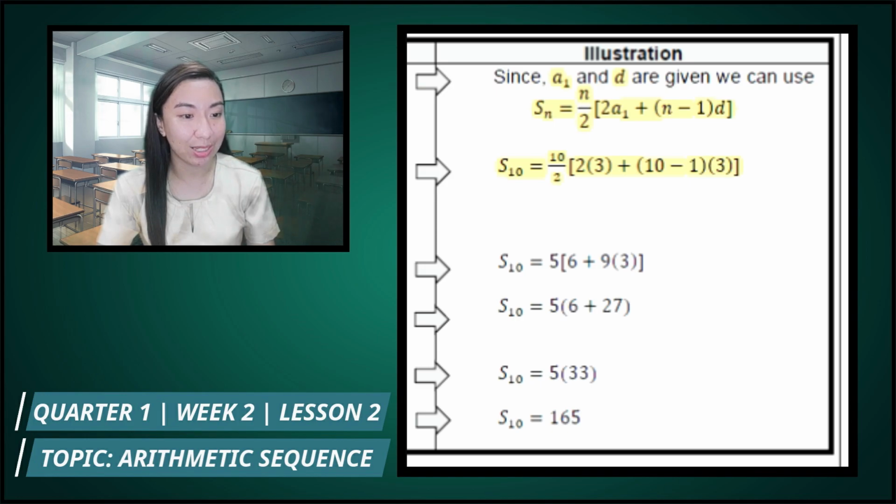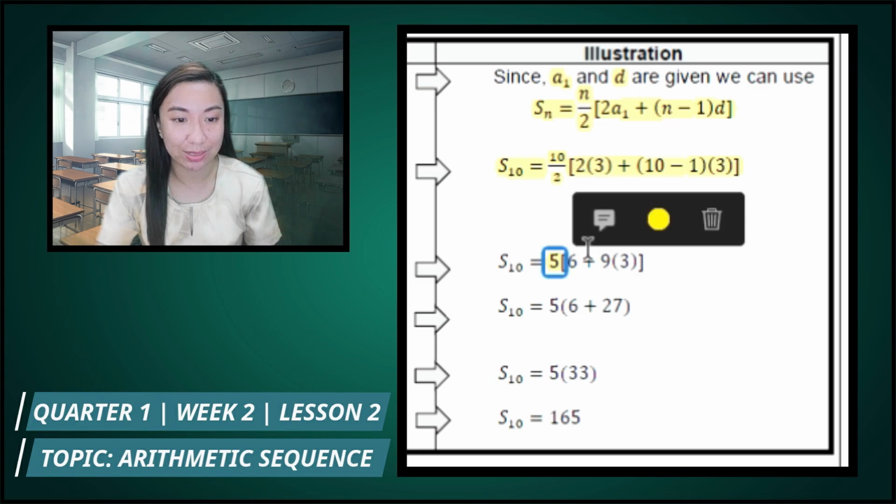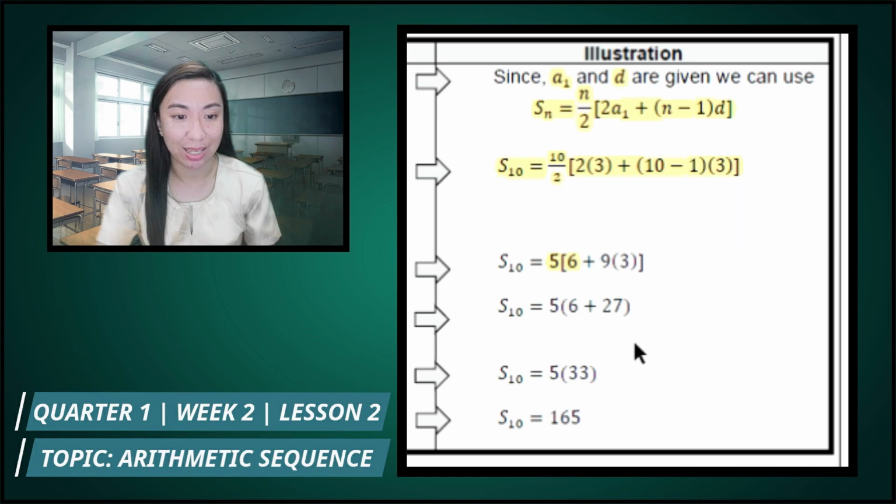The first step is to subtract the terms inside the parenthesis. So we have S sub 10 is equal to, of course, since we already know 10 divided by 2 is equal to 5, nalagay na dyan yung 5. Next, we can now multiply 2 times 3, it becomes 6, plus 10 minus 1 is equal to 9, and then times 3. So, we copy this.